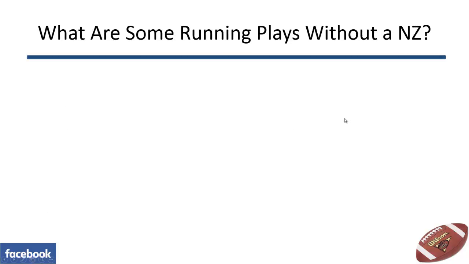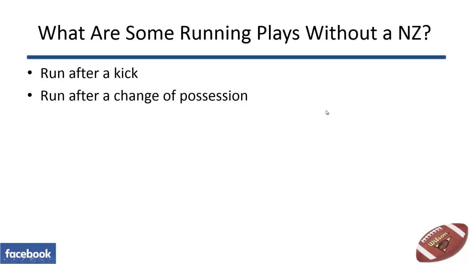So what are some running plays without a neutral zone? Here are some examples: a run after a kick, a run after a change of possession, and a run after a completed pass. Those are situations where the running play would have no neutral zone.